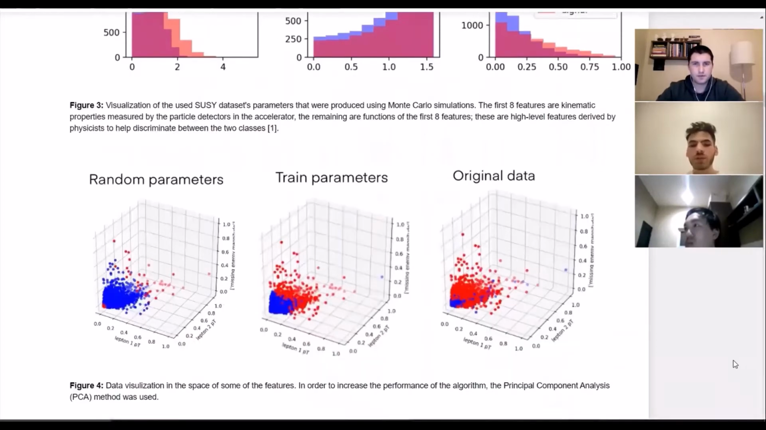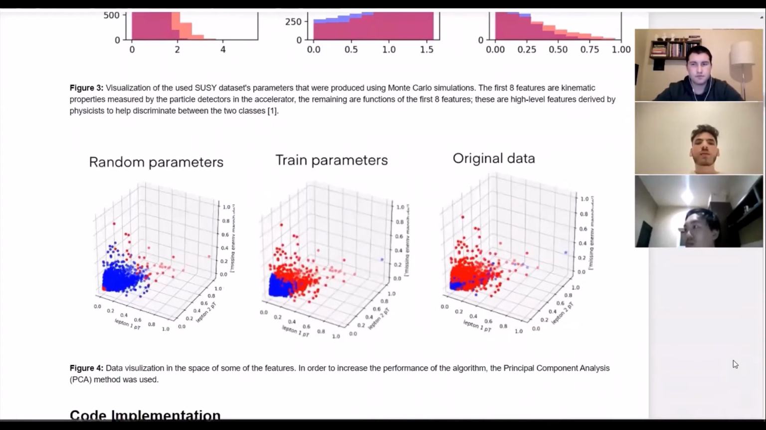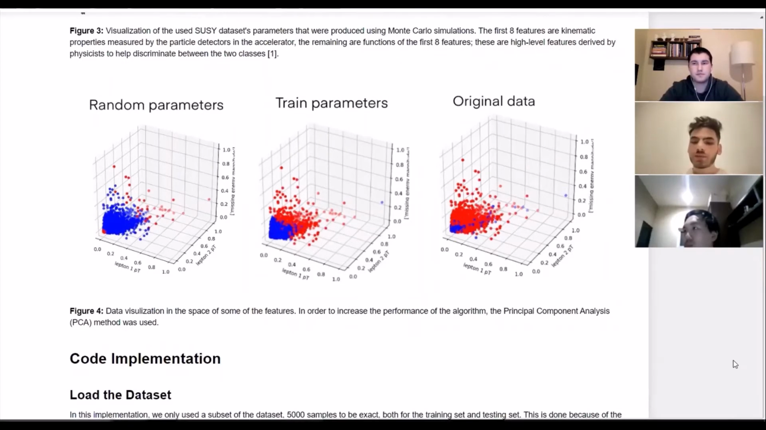The most important parameters, as we can read in the paper that inspired us, are the momentum of lepton 1 and lepton 2, and the difference in and the missing energy. These are the three basic parameters, but we also made tests with more parameters. And if we look at these graphs, we have a representation of the original data on the right part of the screen, with momentum on the axis and missing energy on the z-axis.